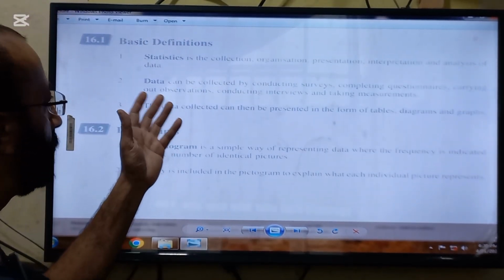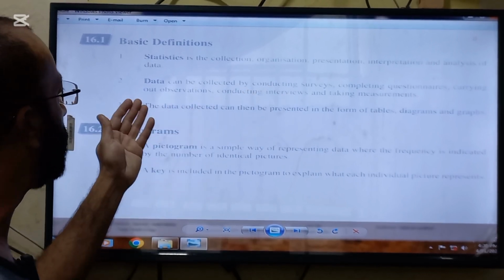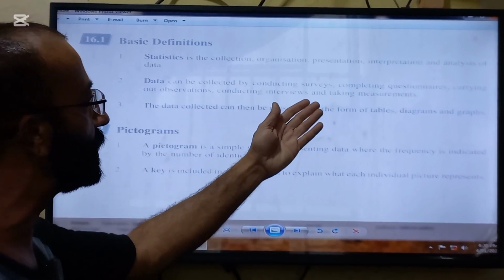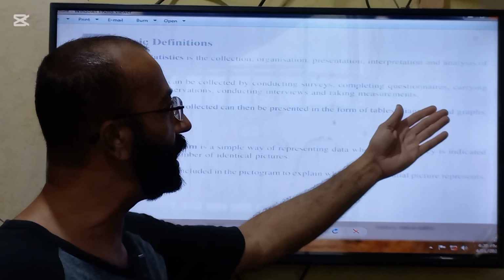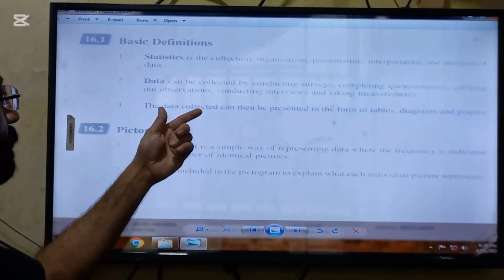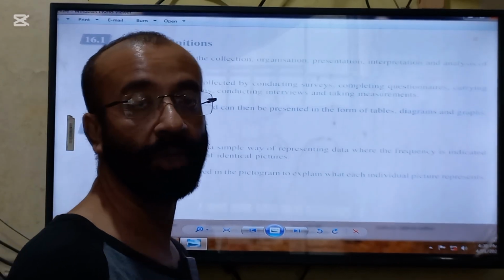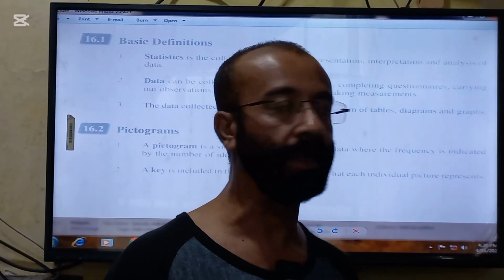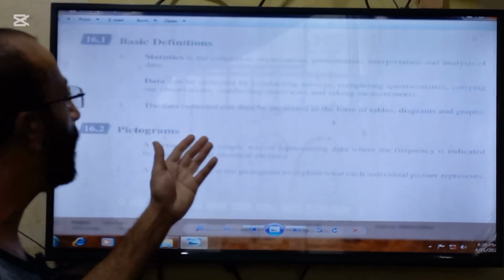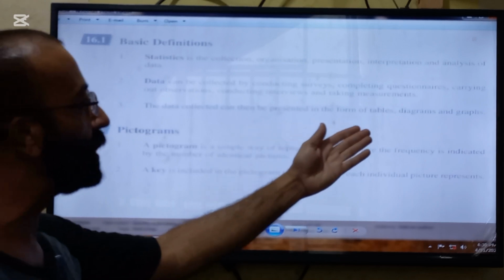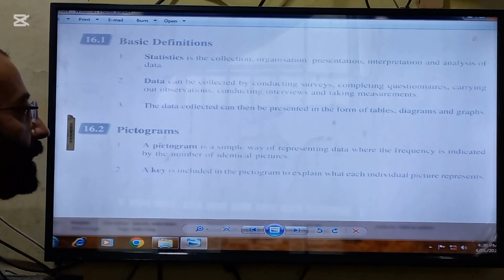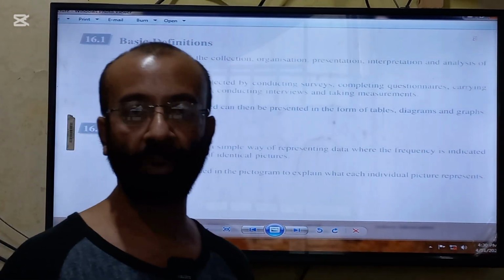And the word data is used. Data can be collected by conducting surveys, completing questionnaires, carrying out observations, conducting interviews, and taking measurements. So these are some methods of collecting data. The data collected can then be presented in the forms of tables, diagrams, and graphs. So these are some important definitions.